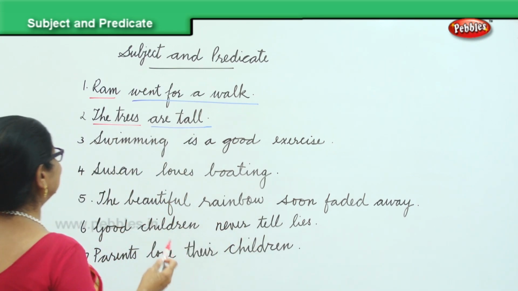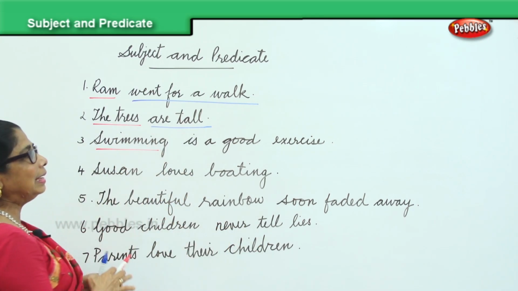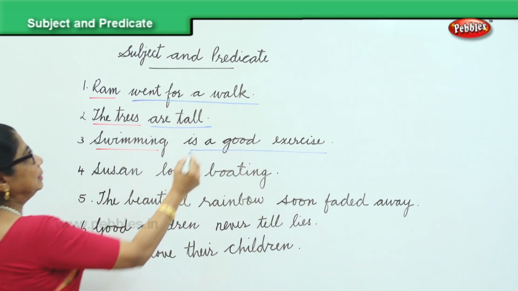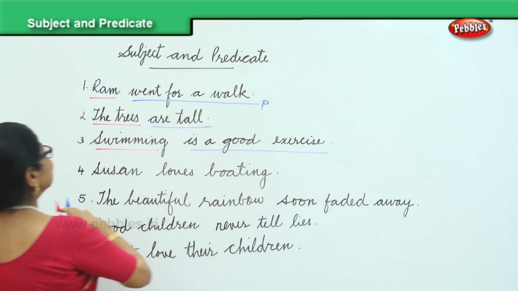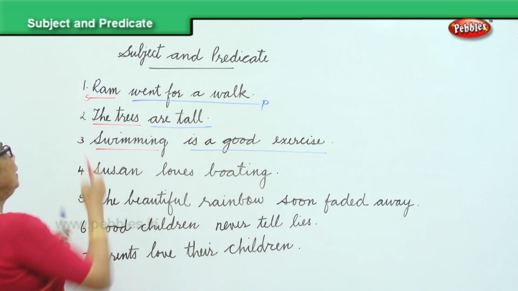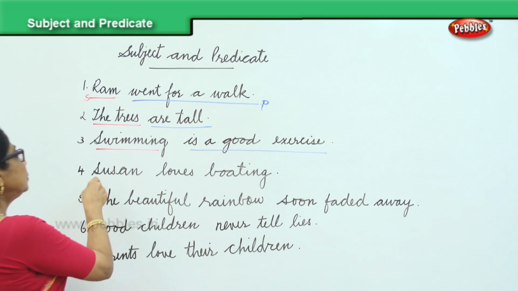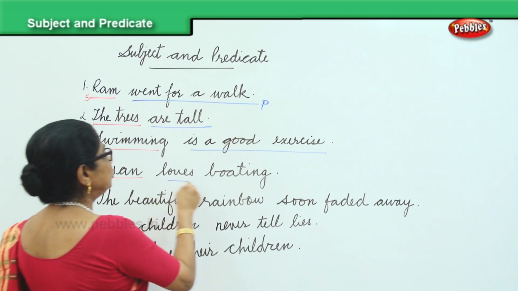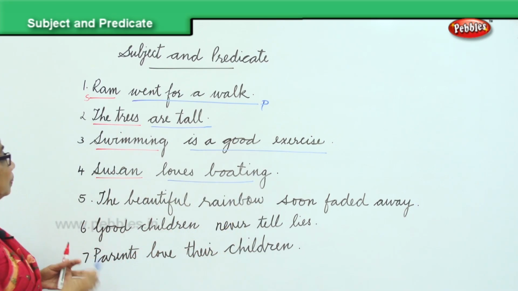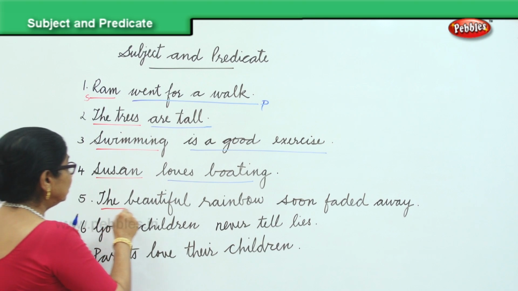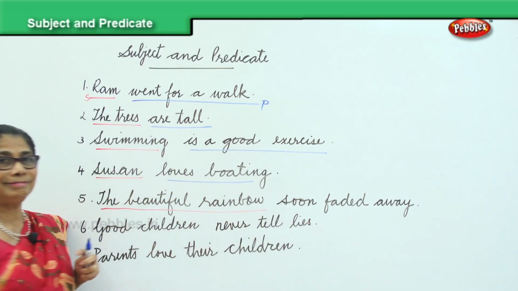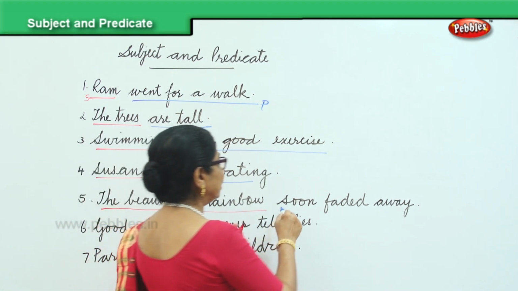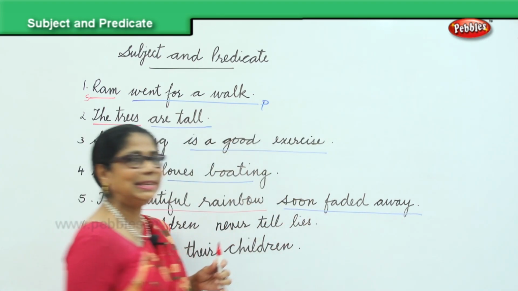The third sentence, swimming. Swimming is a good exercise. Is a good exercise is the predicate. Swimming is the subject. Okay? Then Susan. Susan loves boating. Loves boating, ending with the full stop, that's the predicate. The beautiful rainbow, the whole lot. The beautiful rainbow, that's the subject. Soon faded away with the full stop, that is the predicate.